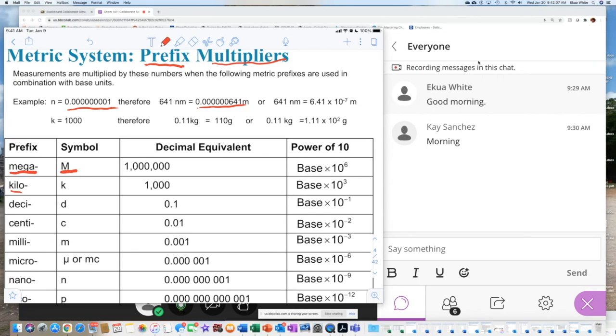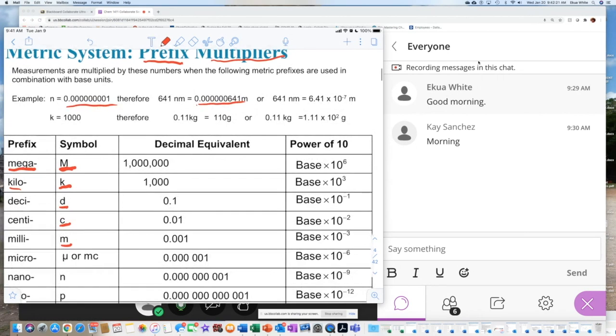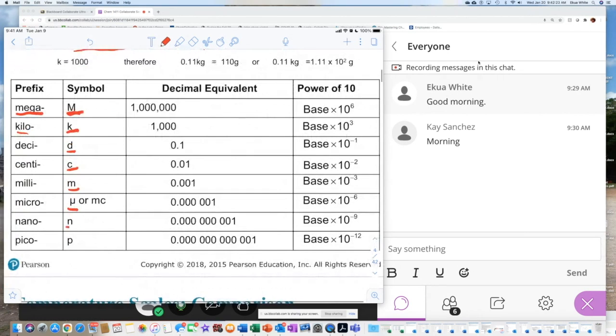Now in chemistry, at some point we may use megahertz, describing a frequency unit. We will use kilo. Sometimes we might use deci, centi, milli. When it starts to get small, milli, micro, nano, pico, we have femto. We have other smaller units. Depending on the object and the size of the object, you may be using any one of these metric prefixes.